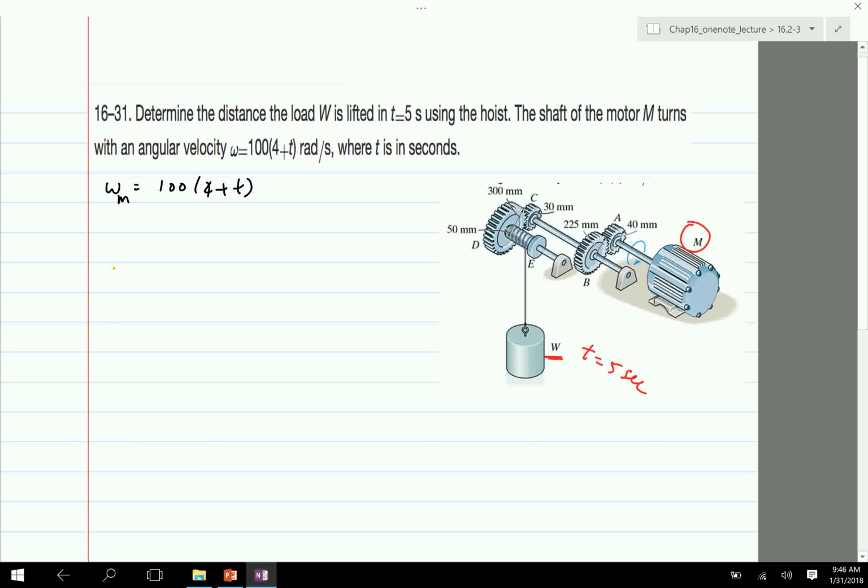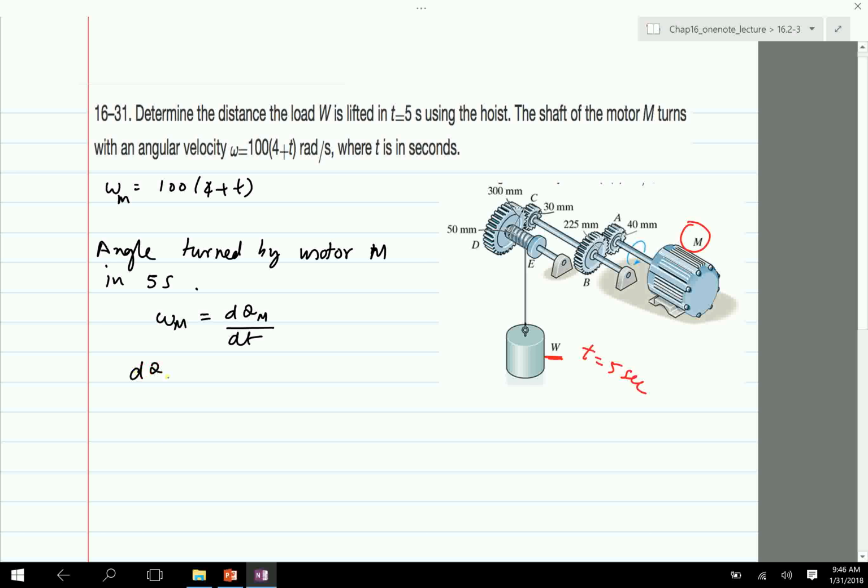So first let's try to find the angle turned by motor M in 5 seconds. Okay, so again the angular speed is not a constant, so I need to get the angle turned using first principles, d theta m dt. Omega m is the rate of change of angle.